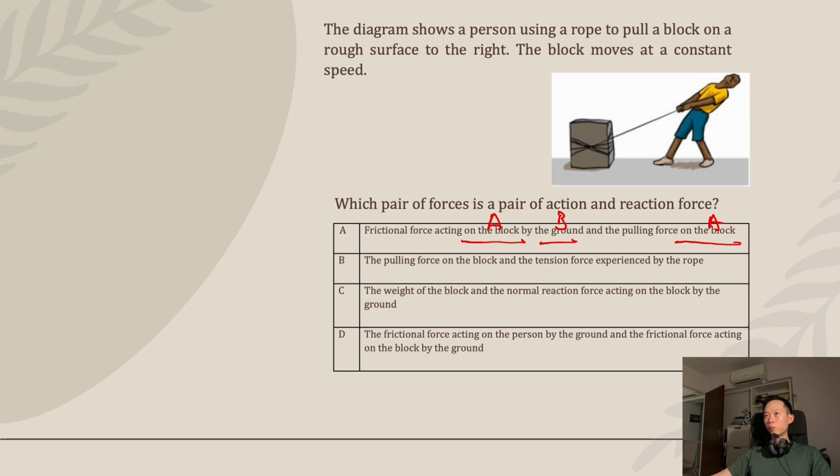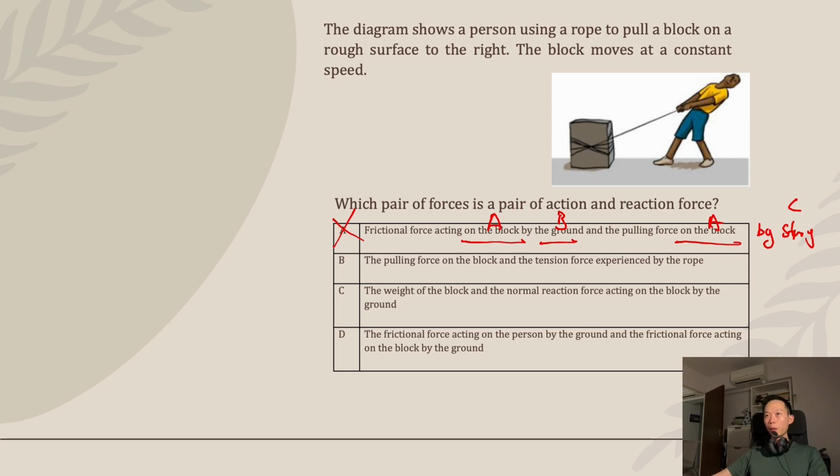Pulling force by who? Who is pulling the force? Which object is pulling the box? This is actually by the string. So this one is a different object, object C. So A, B, A, C. No good. So A is the wrong answer.